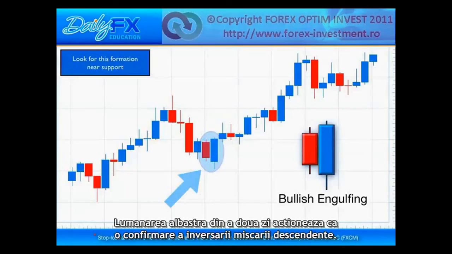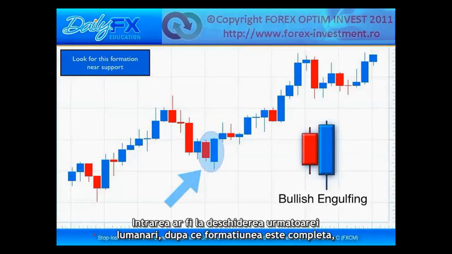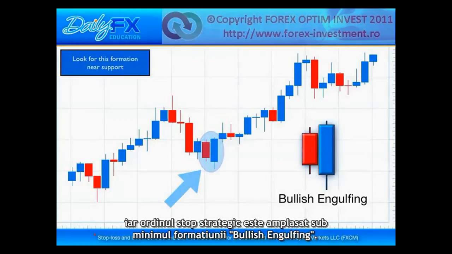Thus, the smaller the candle on the first day, the better the chance of an end to the move down. The second day bull move acts to confirm the reversal of the move down. A big blue candle reflects a strong rally, and the better the chance of a reversal. Entry would be at the open of the next candle after the formation is completed, with a protective sell stop placed below the low of the bullish engulfing formation.